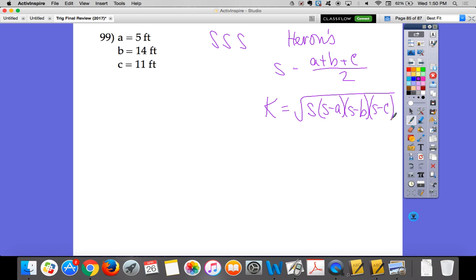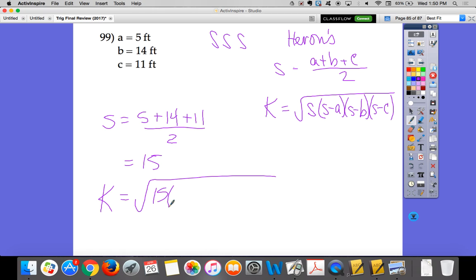Okay, so let's go through here and do all this. That's going to be 5 plus 14 plus 11, all over 2. So 5 plus 14 plus 11, get the answer, and then divide by 2. Otherwise, your calculator is just going to divide the last number by 2, and it's going to give you a mess. Okay, so now to get to the actual area, I'm going to have 15.